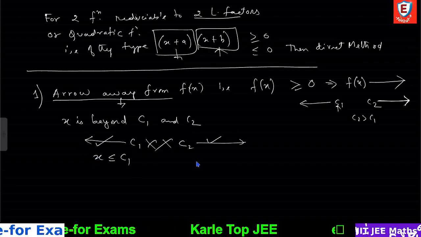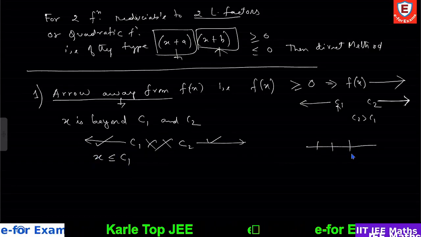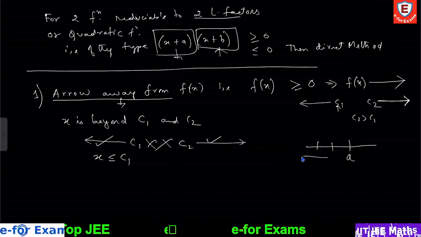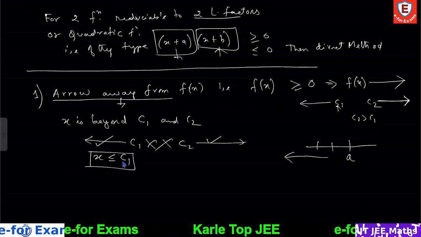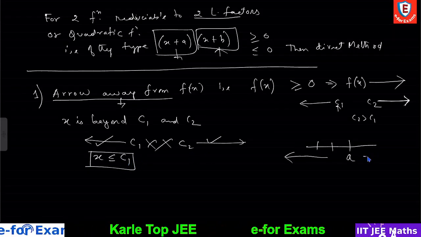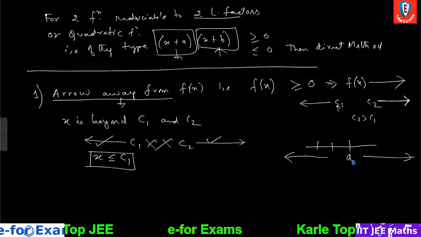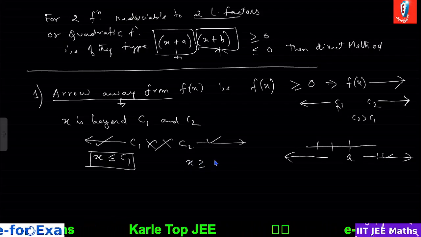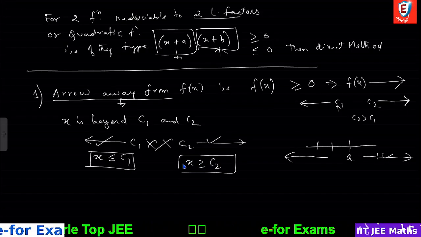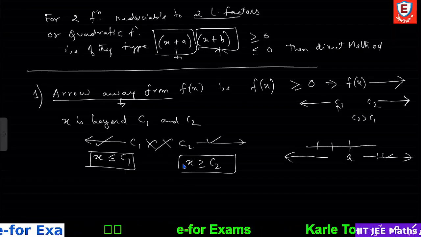Towards the left means in a number line, any number on the left, suppose this is a, any number on the left of a is smaller than a. That is why directly we can say x is less than or equal to C1. And towards the right, any numbers towards the right of a are greater than a. That is here x is greater than or equal to C2. Got it? This is point number 1, when arrow is away from the function.